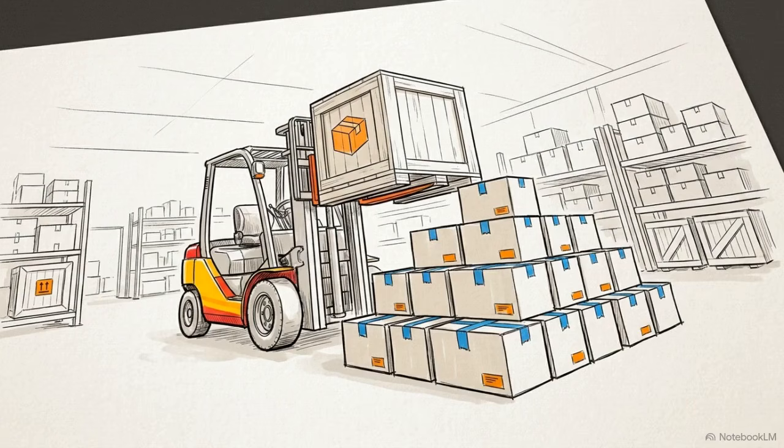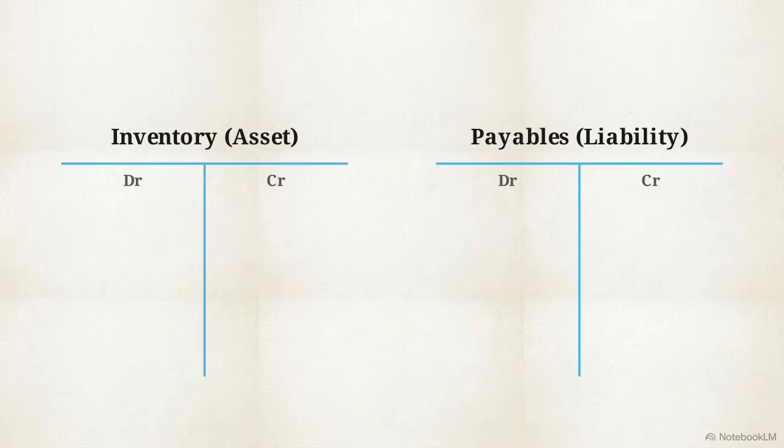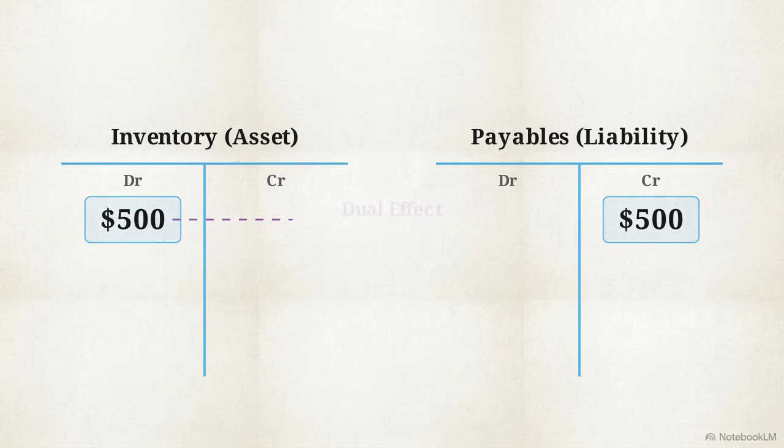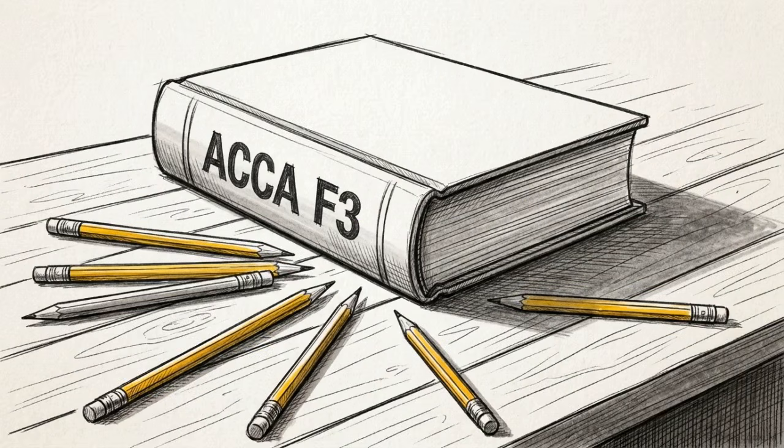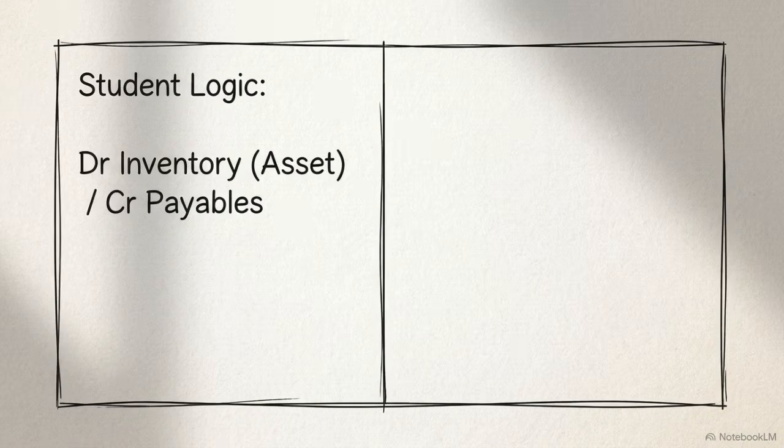When a business buys goods with the intention of reselling them, it is acquiring an asset. Following basic double-entry rules, the logical step is to record this by debiting the inventory asset account and crediting payables. But the instructions in the ACCA F3 textbook often present a direct contradiction to that intuition. There is a clear discrepancy between what seems intuitively right and what the exam demands.